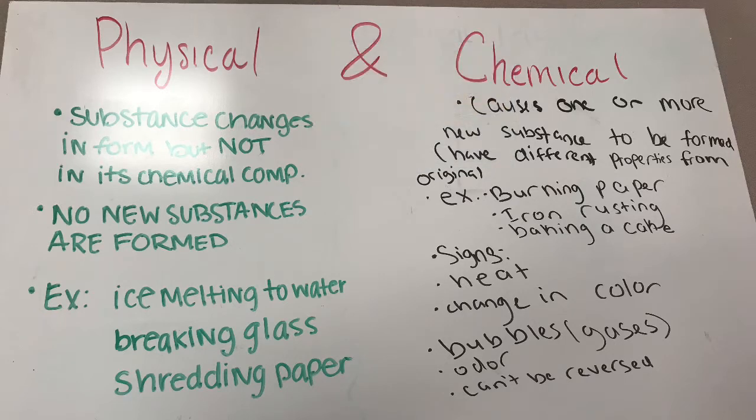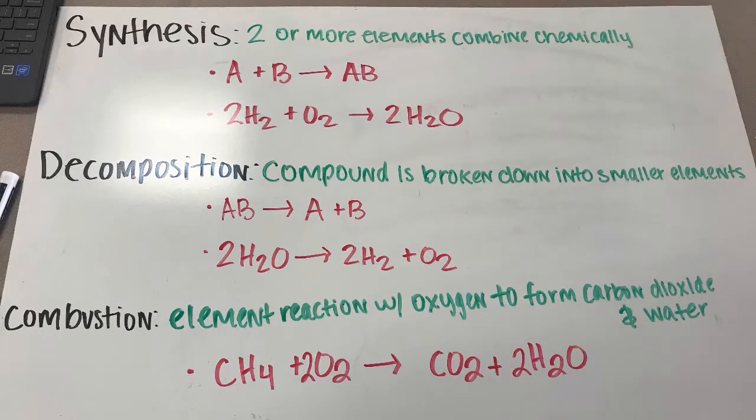Now that we have clarified the differences between physical and chemical changes, let's learn all about the different types of reactions. The first type of reaction that we will learn about is synthesis reactions. During this type of reaction, two or more elements combine chemically to form a new compound. For example, A and B combine to form AB. Similarly, hydrogen and oxygen combine to form H2O, or water.